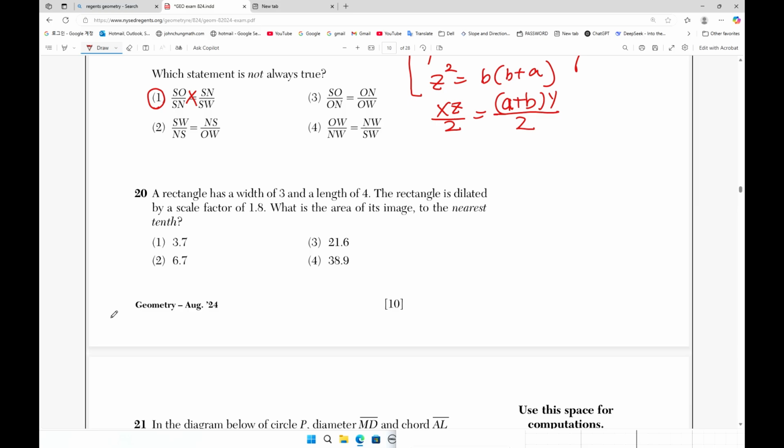Number 20, a rectangle 3 and 4, but the scale factor is 1.8. Okay, so each side is increased by 1.8. 3 times 1.8, that's the new width. Okay, length is 4 times 1.8, right? So the new area is what? 3 times 4, okay, you put together: 3 times 1.8 times 4 times 1.8.